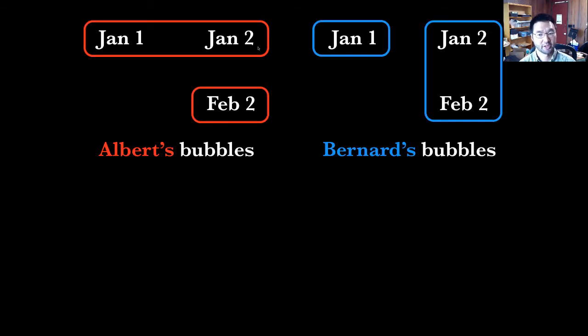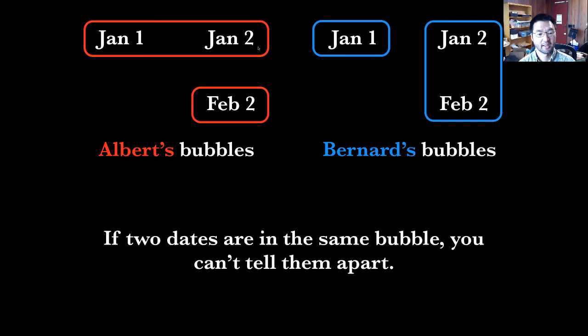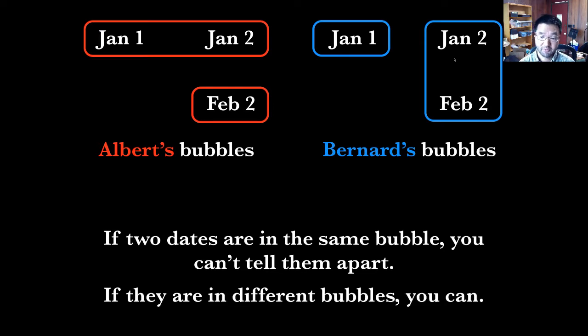So here's Albert's bubbles, here are Bernard's bubbles. And remember, Albert only knows the month, Bernard only knows the day. And the idea here is that if 2 dates are in the same bubble, you can't tell them apart. So again, Albert only knows the month, so Albert can't tell whether it's January 1st or January 2nd. Bernard only knows the day, so Bernard can't tell whether it's January 2nd or February 2nd. Okay. If 2 dates are in different bubbles, you can. So for example, January 1st and January 2nd are in different bubbles for Bernard, so Bernard can tell them apart. He knows whether it's January 1st versus January 2nd.